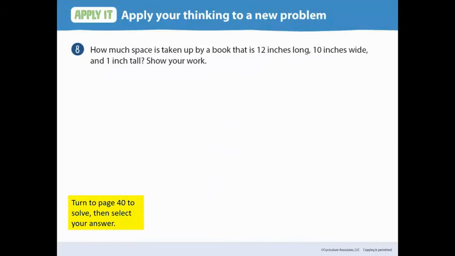Your second problem that I want you to solve: how much space is taken up by a book that is 12 inches long, 10 inches wide, and 1 inch tall? Show your work on page 40 for problem 8, and then solve it in your workbook and enter your answer.